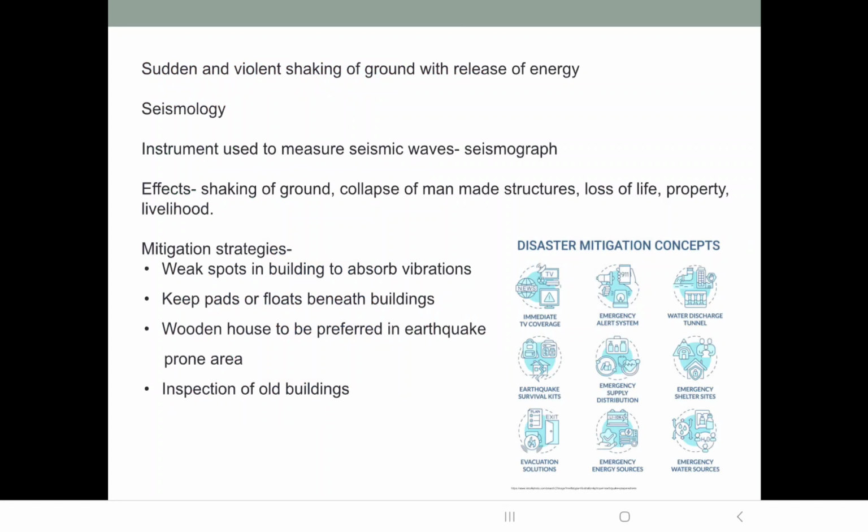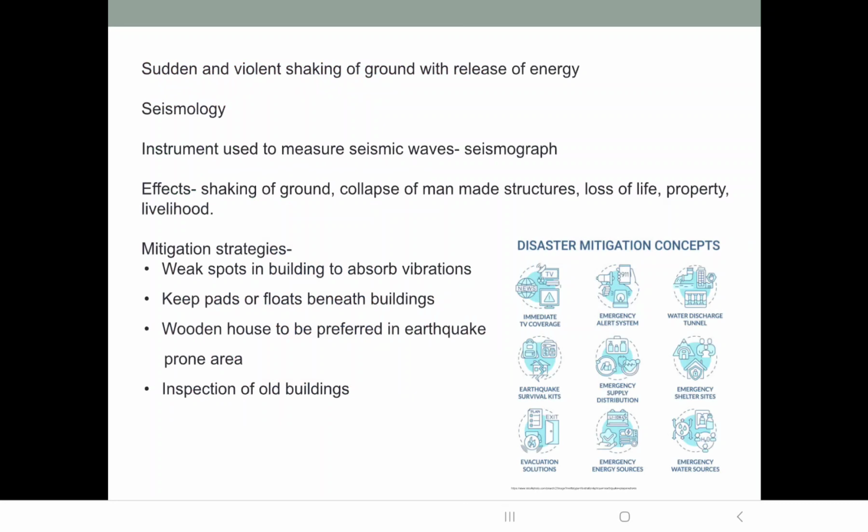Having understood how an earthquake is formed, let us now discuss the effects of earthquakes. Recently there were earthquakes in Turkey, you might have seen that. They are highly devastating. They cause extensive damage to life and also property.